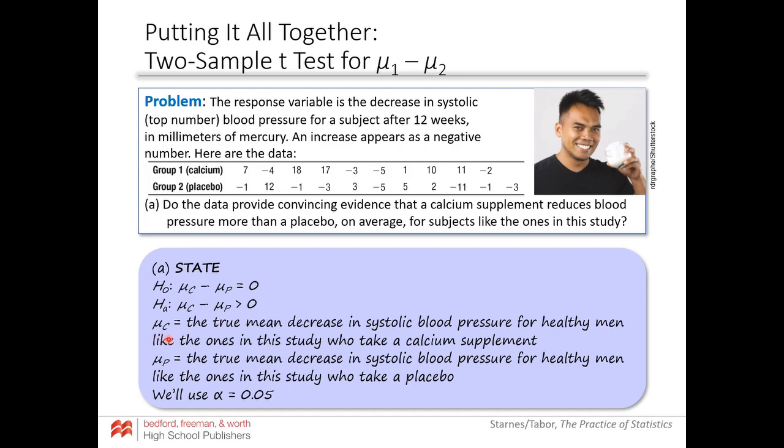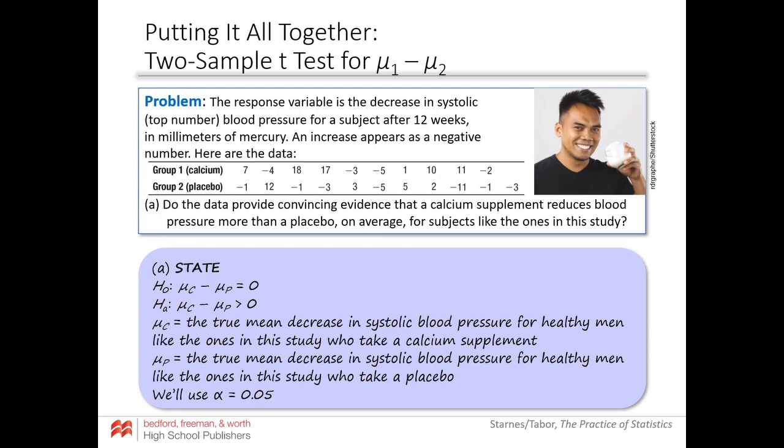So mu sub c is the true mean decrease in systolic blood pressure for healthy men like the ones in this study who take a calcium supplement. Remember to define your parameter as much as possible. Alrighty, and then we also need to state our alpha when we're doing a significance test. They didn't give us one, so we're going to use alpha equals 0.05.